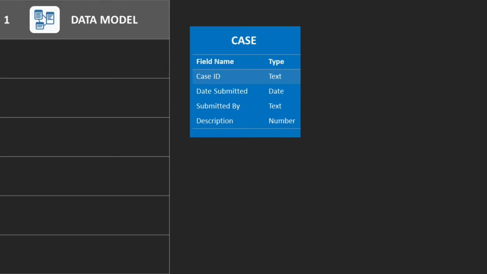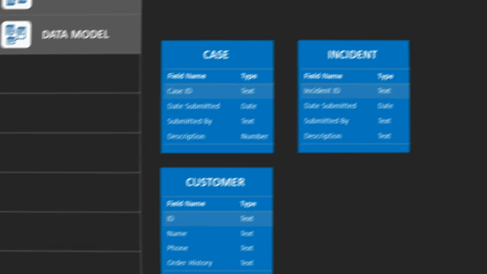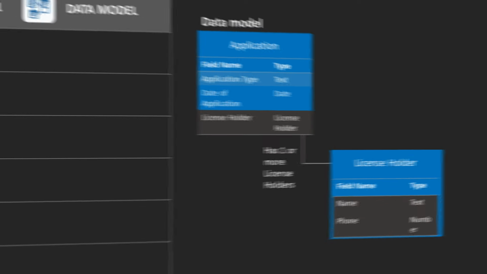The data model defines the key entities such as a case, incident, or customer for which you want to collect data and the related data fields. The most important part of the data model is the relationship between the entities. So it's critical that the entity relationships are clearly thought through and articulated in the design spec.